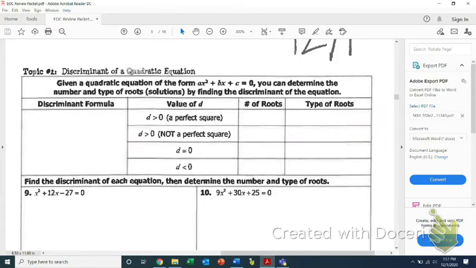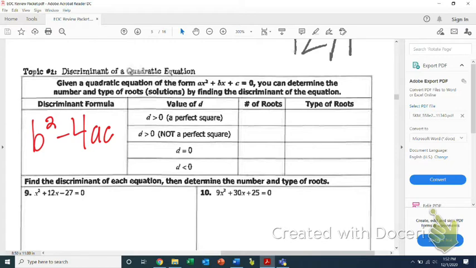All right, on the next slide, discriminant of a quadratic equation. All right, this will help you tremendously when it's asking for solutions. Using the discriminant tells you how many solutions you have and the types they are. So our discriminant formula is what's under the radical in our square root. So b squared minus 4ac is our discriminant.